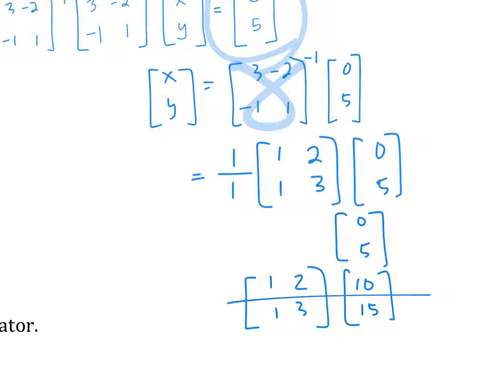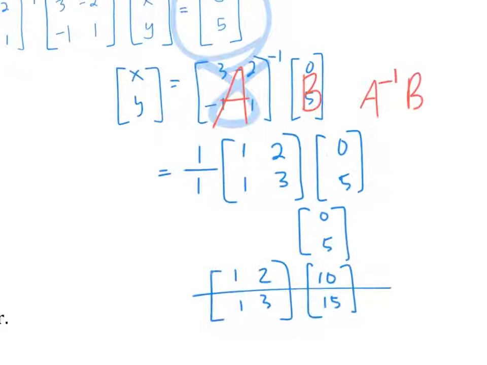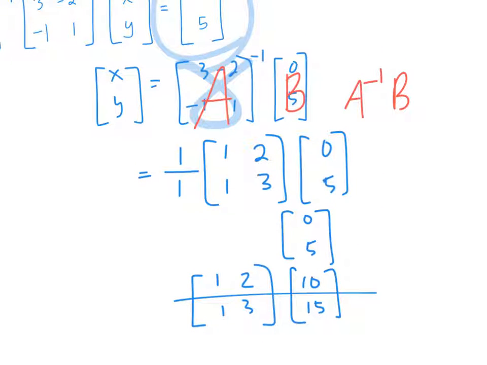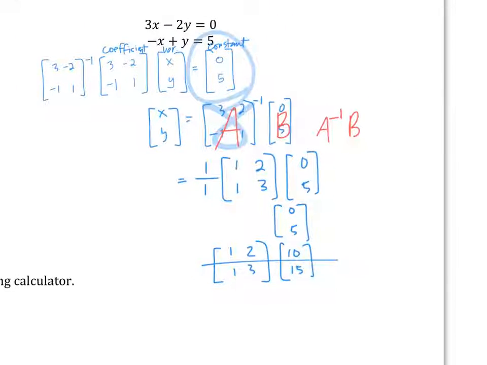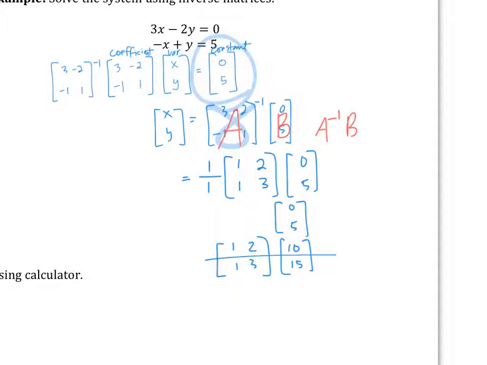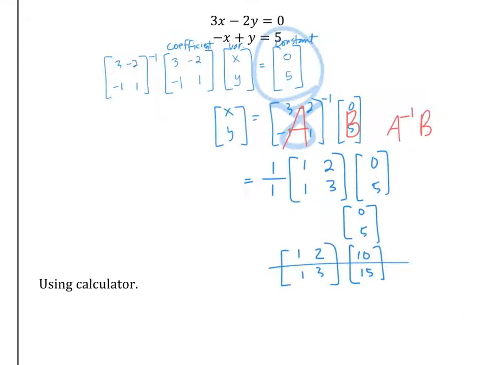So what we're going to do is type this in as A, type this in as B. We're going to do A inverse B. So in the calculator, you're going to type in the 2x2 matrix as A, the 2x1 matrix as B, and then you're going to use the calculator to do A inverse B. You guys are good or no good? Good. All right. Last one, and then we are done.